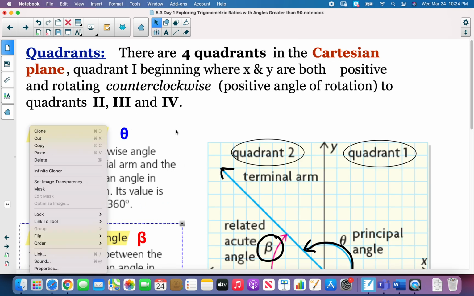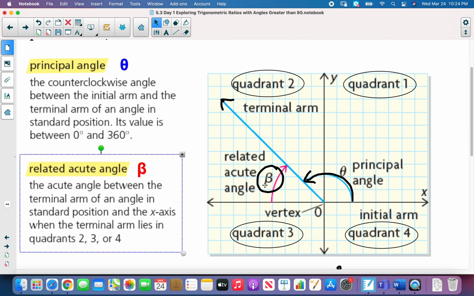We want to look at the Cartesian plane and understand it further. You have 4 quadrants, quadrant 1, 2, 3, and 4 in the Cartesian plane. You have in this diagram an angle theta that is created between the initial arm and terminal arm. As you can see, the terminal arm is in quadrant 2, creating this obtuse angle of theta. This is an angle that is greater than 90 but less than 180 because it's sitting in the second quadrant. How would we find the trig ratios for this angle? It's not 30, 45, or 60.